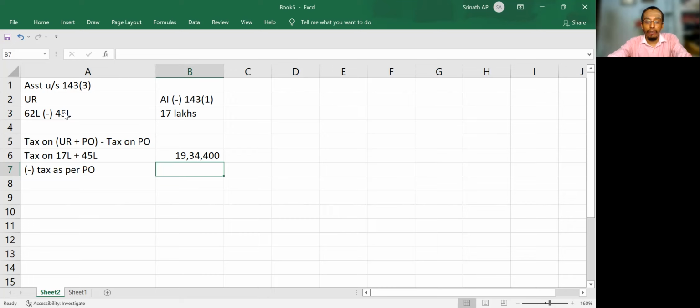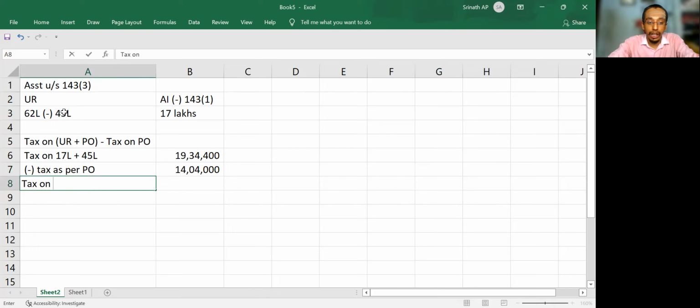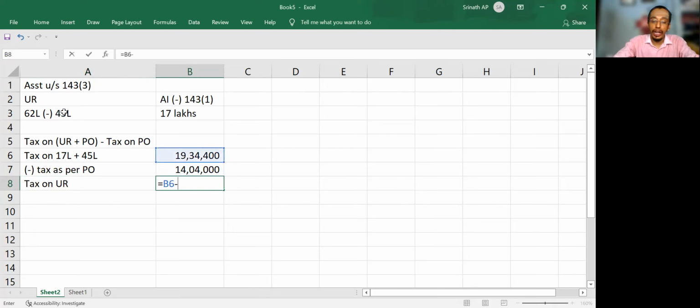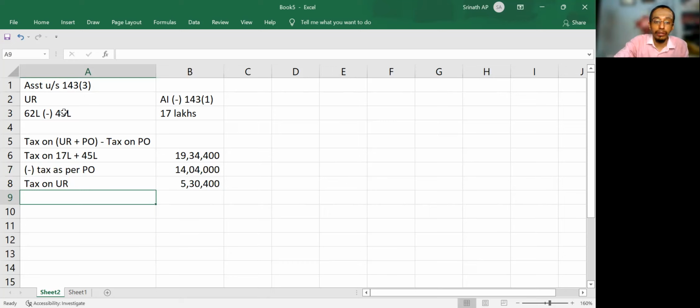From this you will reduce tax as per the previous order. Previous order we have got 45 lakhs, so it would be 45 lakhs multiplied by 30 percent multiplied by 1.04, which will give you 14 lakh 4,000 rupees. Tax on underreporting of income would be 19 lakh 34,400 minus 14 lakh 4,000. You will have 5 lakh 30,400.